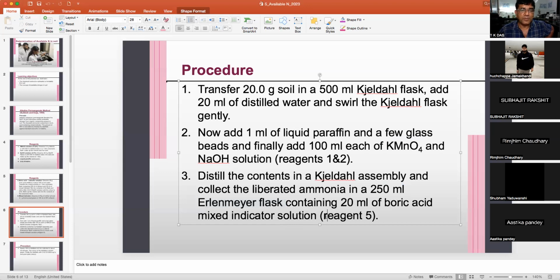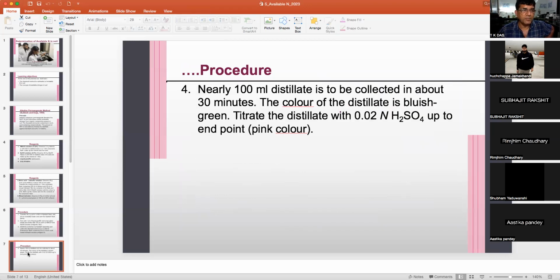In the case of total nitrogen, you took 25 ml of boric acid, but now you have taken only 20 ml of boric acid mixed indicator solution. Again, the reason is that the nitrogen quantity will be less.